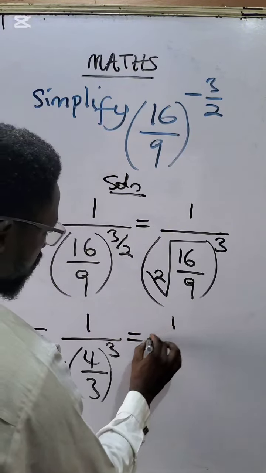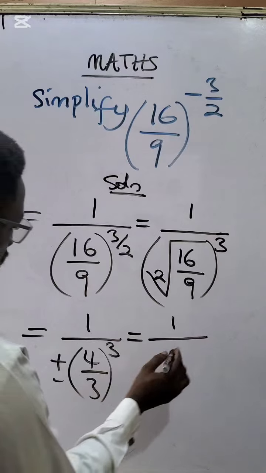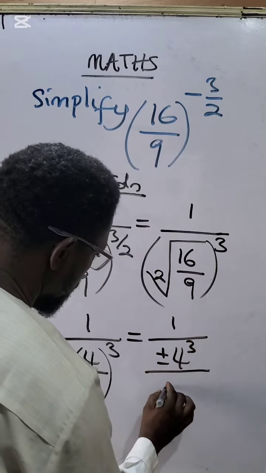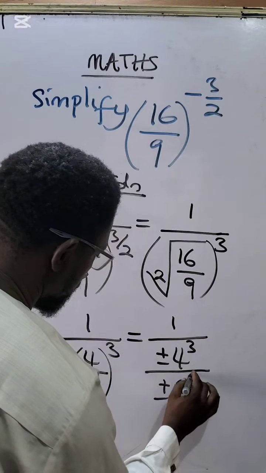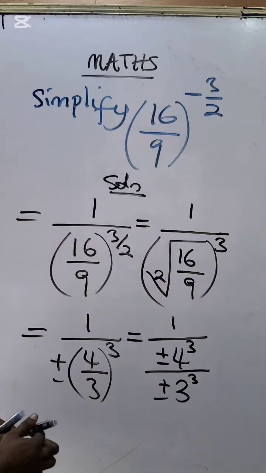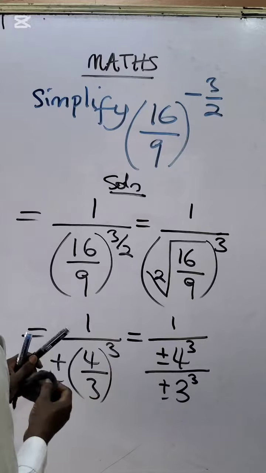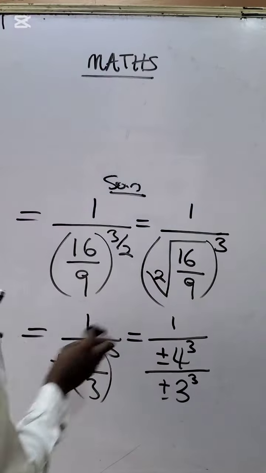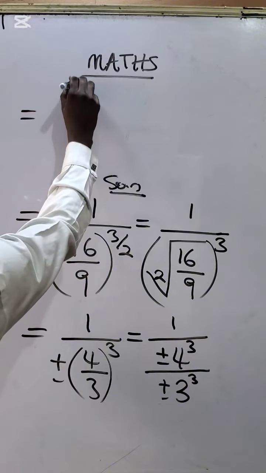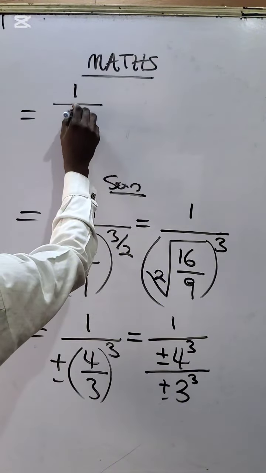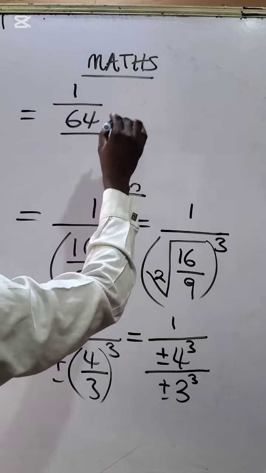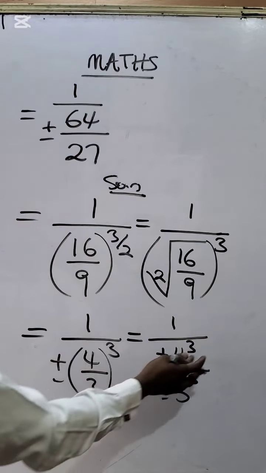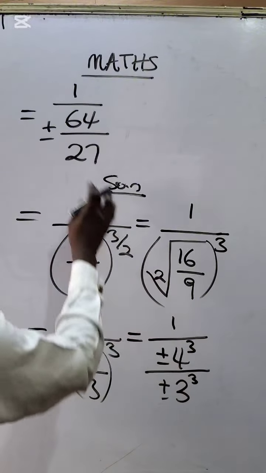So this will give us 1 over 4 raised to power 3. So you get plus or minus 4 raised to power 3, plus or minus 3 raised to power 3. You can actually solve first, removing the plus or minus, then later you can bring it in. But just to ensure there's no error, you can work with this. So this one gives us 1 over 64 over 27 plus or minus. 4 raised to power 3 is 64, 3 raised to power 3 is 27.